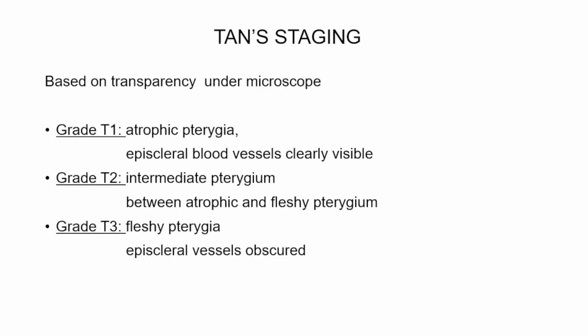Trans staging. Based on the transparency of the episcleral vessels seen under the microscope, it is graded into 3. Grade 1 is atrophic pterygium, where the underlying episcleral blood vessels can be seen. Grade 2 is intermediate between grade 1 and grade 3. Grade 3 is the fleshy pterygium where episcleral vessels are not visible.